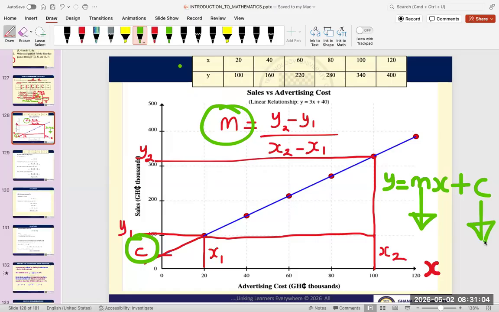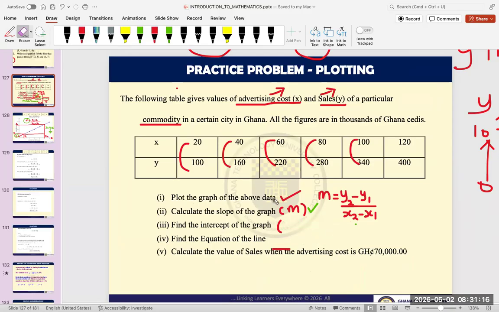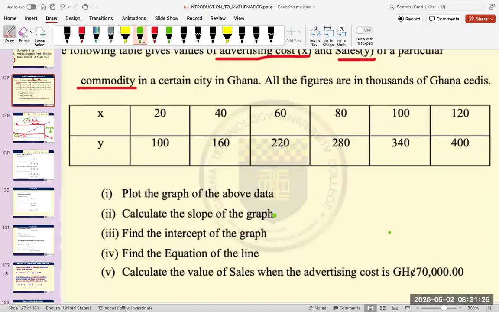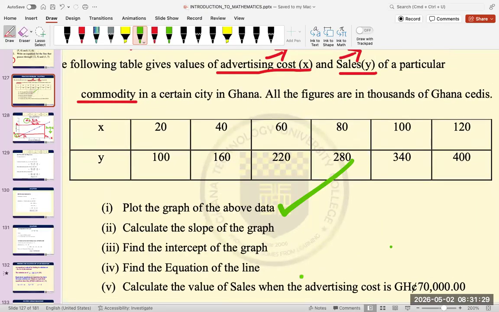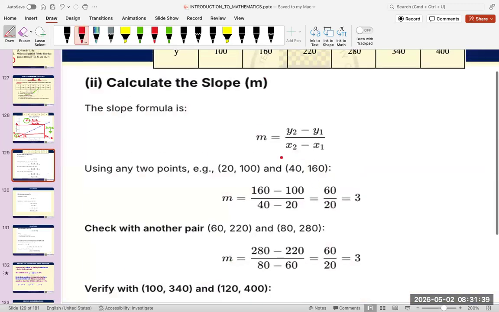But let's see how we can also use some form of calculations we learned last week to solve the others after the plotting. Assuming we don't want to use the graph to find the M and the C, and we want to go the calculation way, let's see how we can do it. So we are here, we've plotted. Now we want to go calculate the slope of the graph. So this is what you can do.